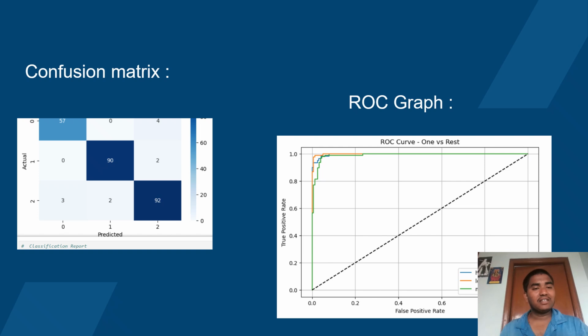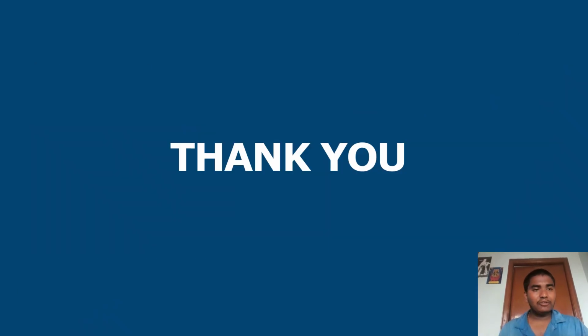And the confusion matrix. This is the confusion matrix given in our output, and this is the ROC graph. ROC means receiver operating characteristic curve, and this is the curve graph. Here we can see the graph fluctuating as the values increase, meaning the dataset is increasing, and this is the confusion matrix. And thank you. That's all.